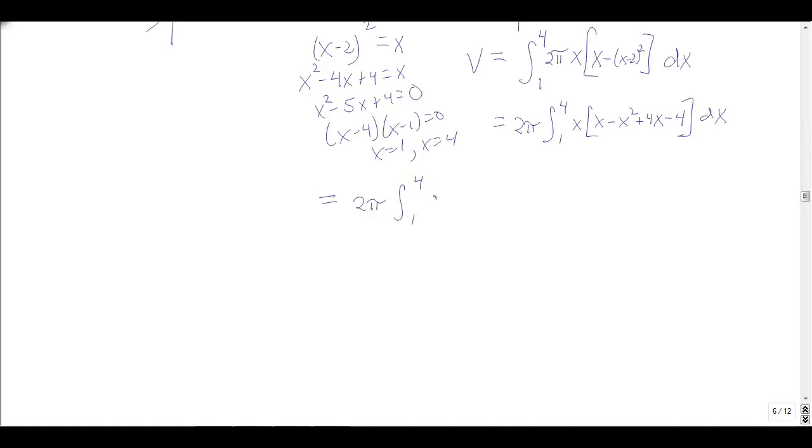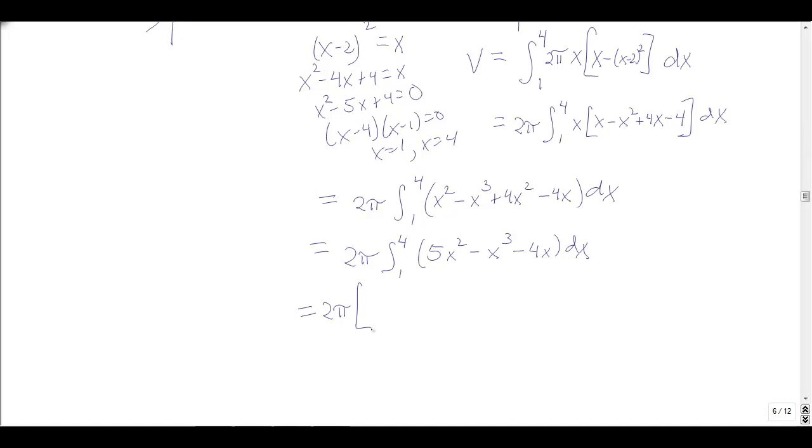I'm going to distribute the x. I get an x squared minus x cubed. We get a plus 4x squared, so I should probably combine those x squared terms. x times negative 4 is negative 4x dx. And then let's combine those x squareds, so we only have to do one evaluation instead of two. So x squared plus 4x squared is 5x squared, minus x cubed, minus 4x. And now we're ready to find our antiderivatives to integrate.